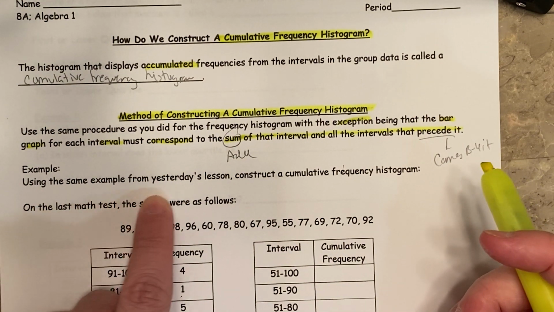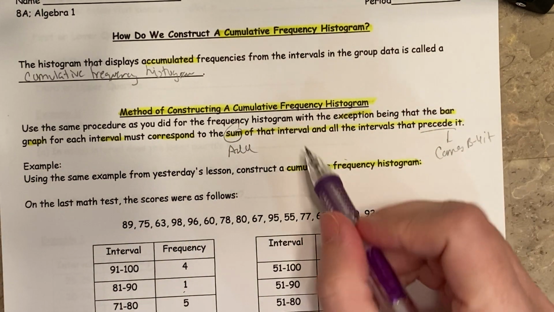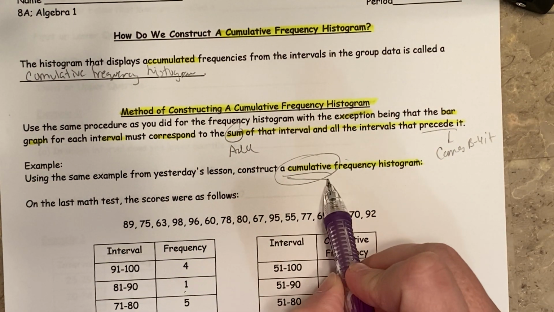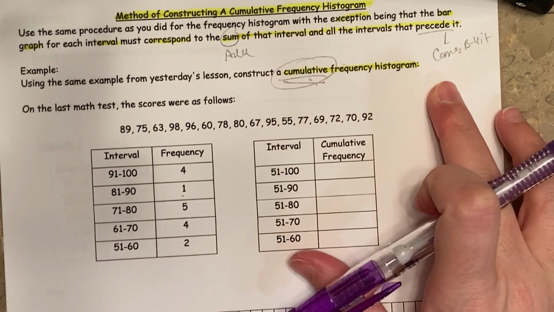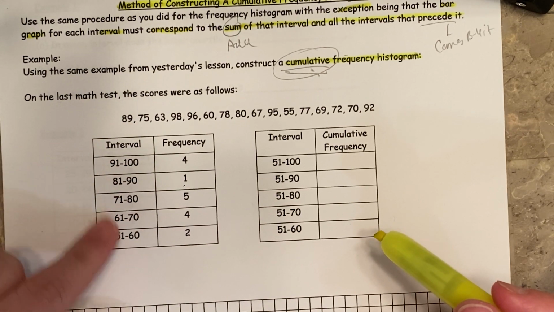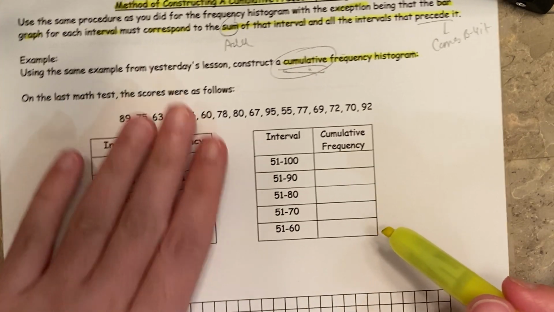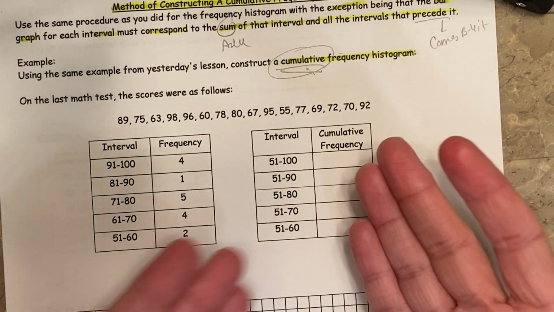So using the same example from yesterday's lesson, construct a cumulative frequency histogram. It's very, very important that you look for that word. This was on the Regents August a couple years ago. It was a cumulative frequency histogram. So this is the same thing we did yesterday, those same interval lengths, the same answers, all about the test scores. Now I'm going to show you how to create a cumulative frequency histogram.